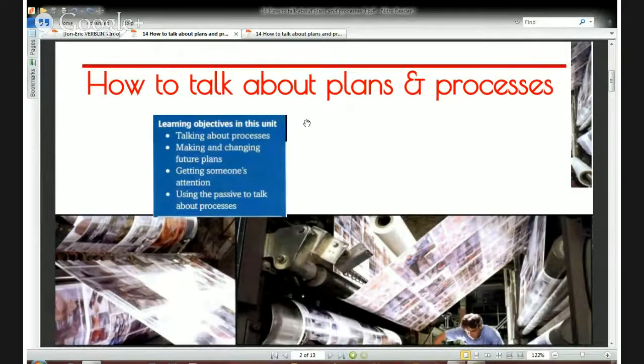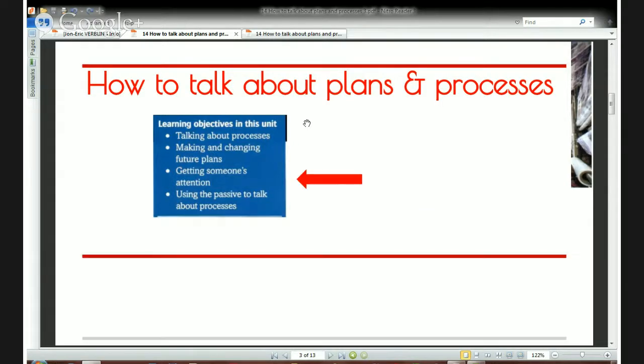Let me just quickly review what we've done so far. We've been talking about processes. We've been learning key expressions for making and changing future plans. At the very end of yesterday's class, we also worked on expressions for getting someone's attention. So if you need to talk about a problem or something like that, what expressions can you use just to politely interrupt what they're doing or get them to pay attention to your problem? In today's class, we are, let me move forward, actually.